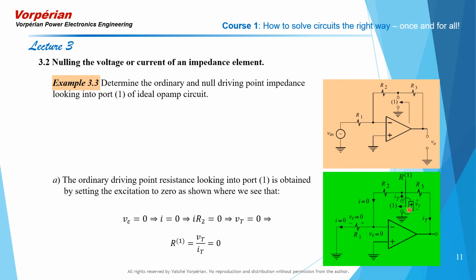If you're wondering what happens to the current IT, well, it goes all through the output of the op-amp, and the output voltage of the op-amp will be minus IT R3, but nobody cares about that. It's good if you know it so that you won't be confused, but you don't care about that as far as calculating the ordinary driving point impedance looking into port 1.